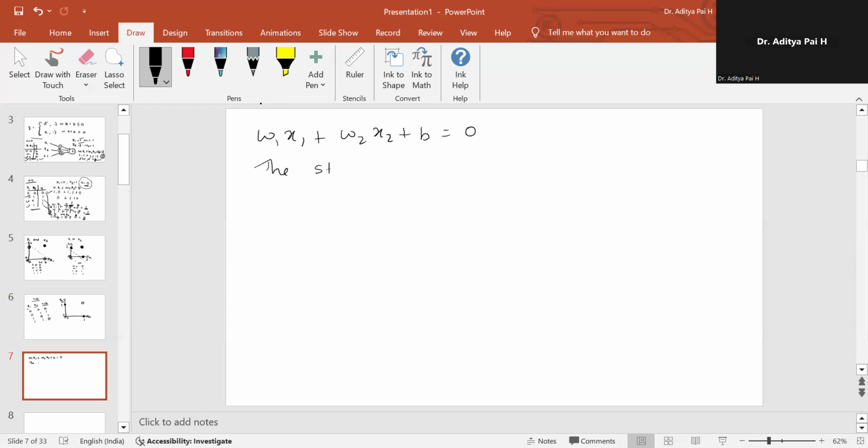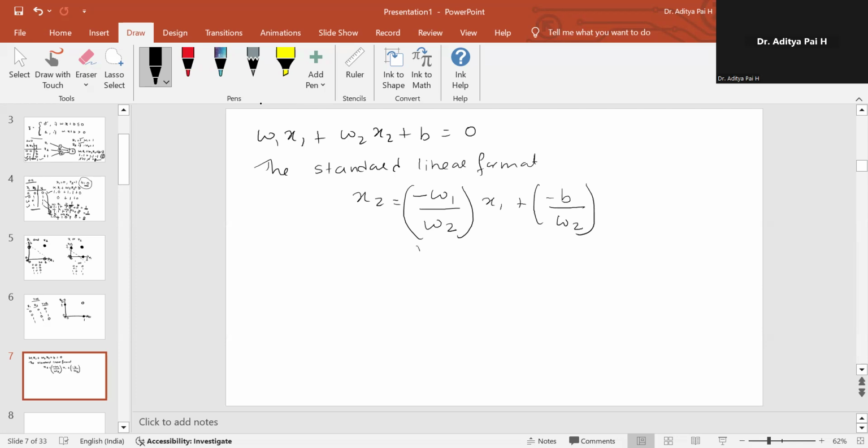The standard linear format is x2 equal to minus w1 by w2 into x1 plus minus b by w2. So this is my slope. So this line acts as a decision boundary in two-dimensional space.